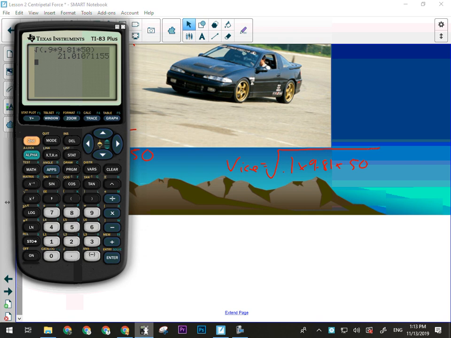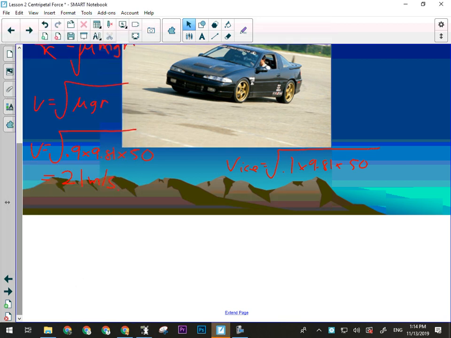Okay, it's exponential, but it's square rooted. What's the square root of 9? Okay, so we'll have a look here. Square root of 0.1 times 9.81 times 50. Okay, we have to go 3 times slower if we have 1/9 the available friction. Okay, so we have to go 7 meters per second.